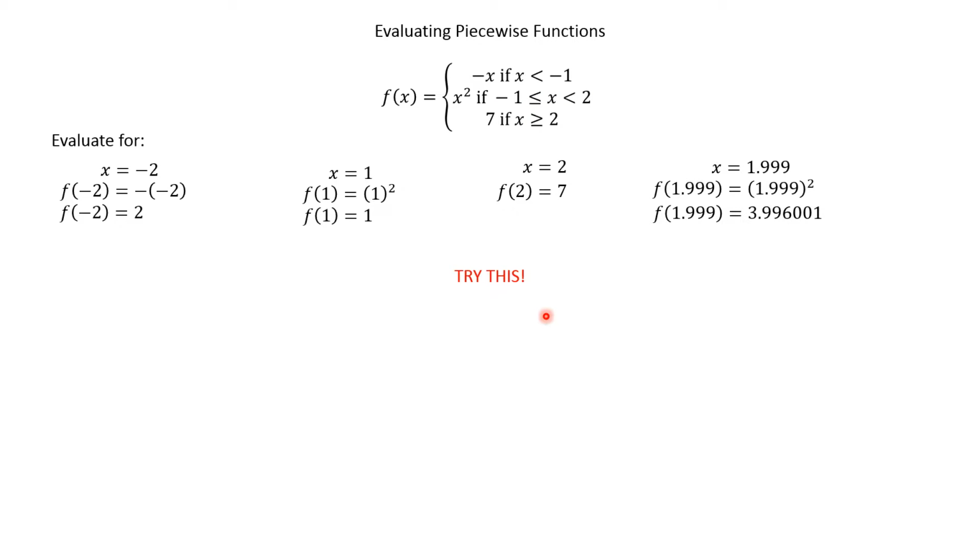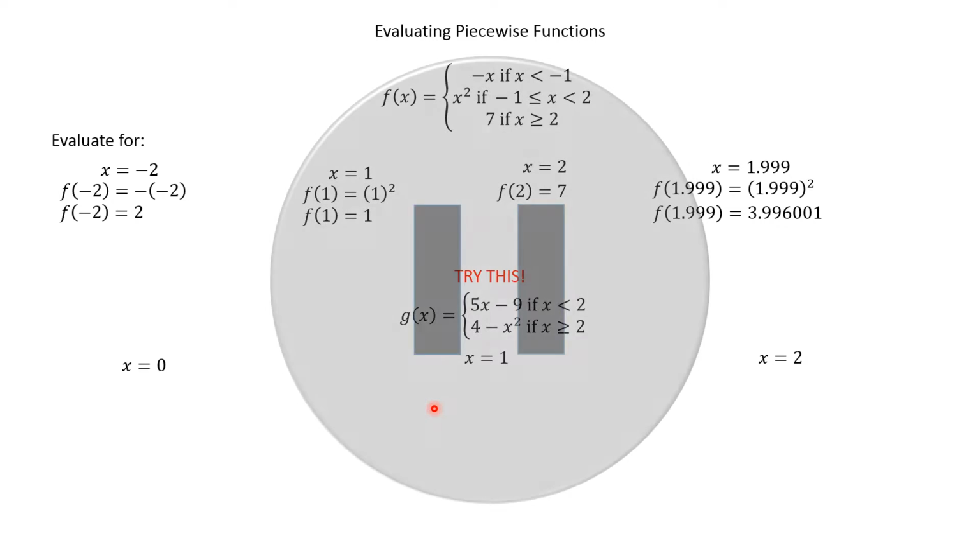So, let's see if you can try some of these. I'll give you one. There's only 2 of them here. So g of x equals 5x minus 9 if x is less than 2, and 4 minus x squared if x is greater than or equal to 2. And then plug it in for x equals 0, x equals 1, and x equals 2. So go ahead, pause this, plug those in. Remember, there should be only one answer for each of these, and then come back when you're done.